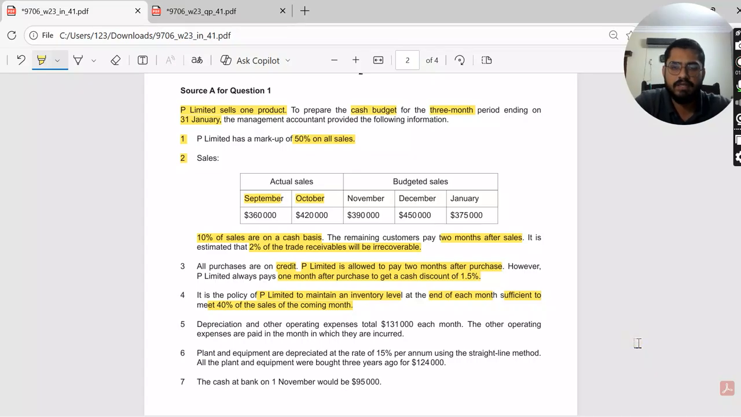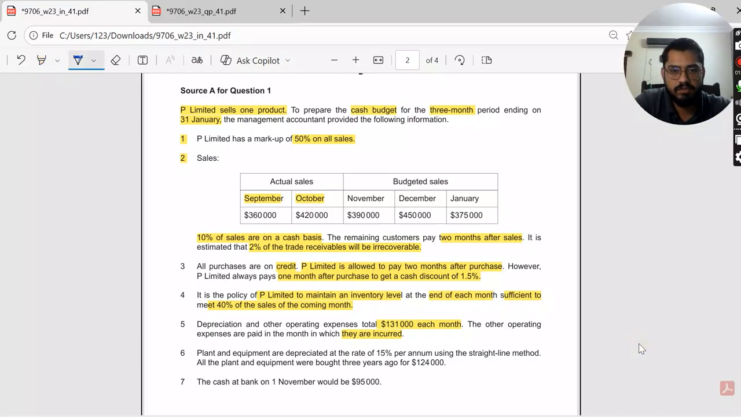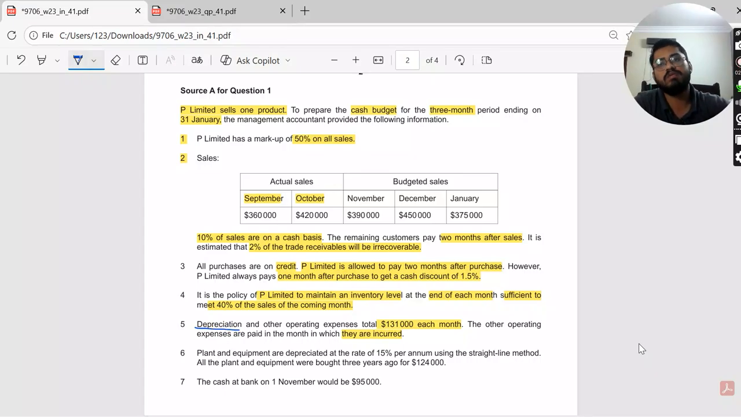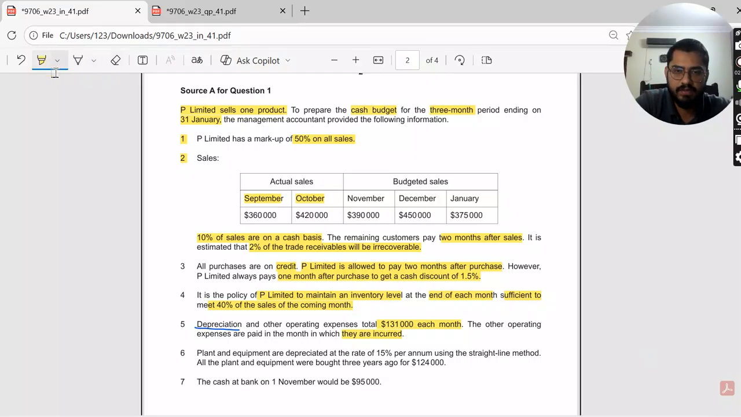All right. Then it says that depreciation and other operating expenses total $131,000 each month, and the other operating expenses are paid in the month in which they are incurred. So one thing to keep in mind over here is that this operating expenses figure is also inclusive of the depreciation, and we all know that depreciation is a non-cash expense. So we might be adjusting this amount.